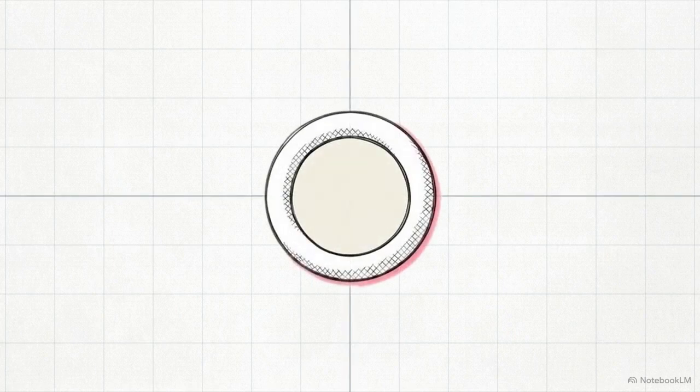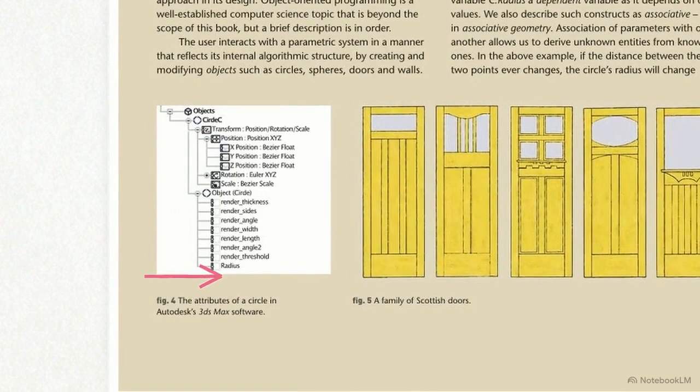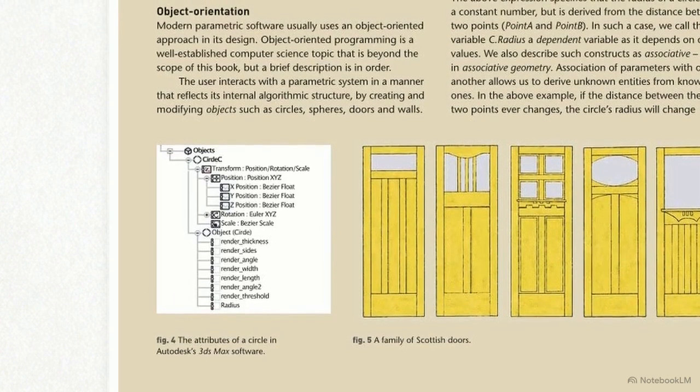Every object in your class has attributes, the specific data points hiding inside the geometry. For a circle, those attributes are usually its center position and its radius. Looking at this interface tree, you can see how software organizes these attributes hierarchically. Here is where the radius value lives. To target a specific value, you use dot notation syntax. To reference the radius, you type circle c.radius. To find its location on the x-axis, you type circle c.position.x.